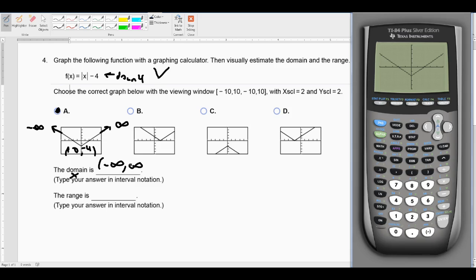Negative infinity, positive infinity. Now the range is the lowest y value, because the range represents the y value. So the lowest y value is a negative 4, and the highest, it goes up forever to infinity. Infinity doesn't exist. The negative 4, does it exist? Yes, it does. The graph is drawn going through 0, negative 4. So we use a bracket in that case. And that's it.